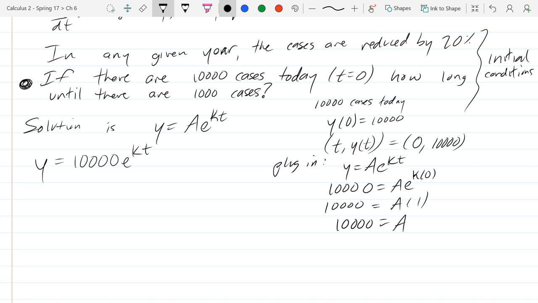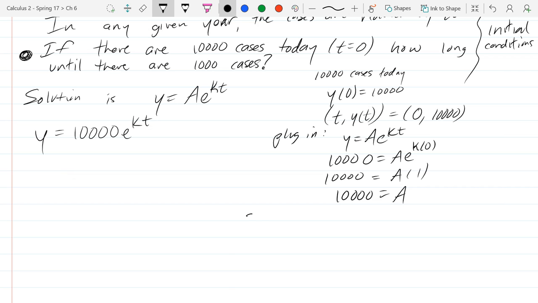Another way you could do it, you can just say there's some C cases one year, the next year there'll be 0.8 times C cases, so 80% of what was there the year before. But we already know there was 10,000 in year 0, so there's going to be 8,000 on year one. So we're going to use that 20% yearly reduction, which means y of 1 is 80% times 10,000, which is 8,000.